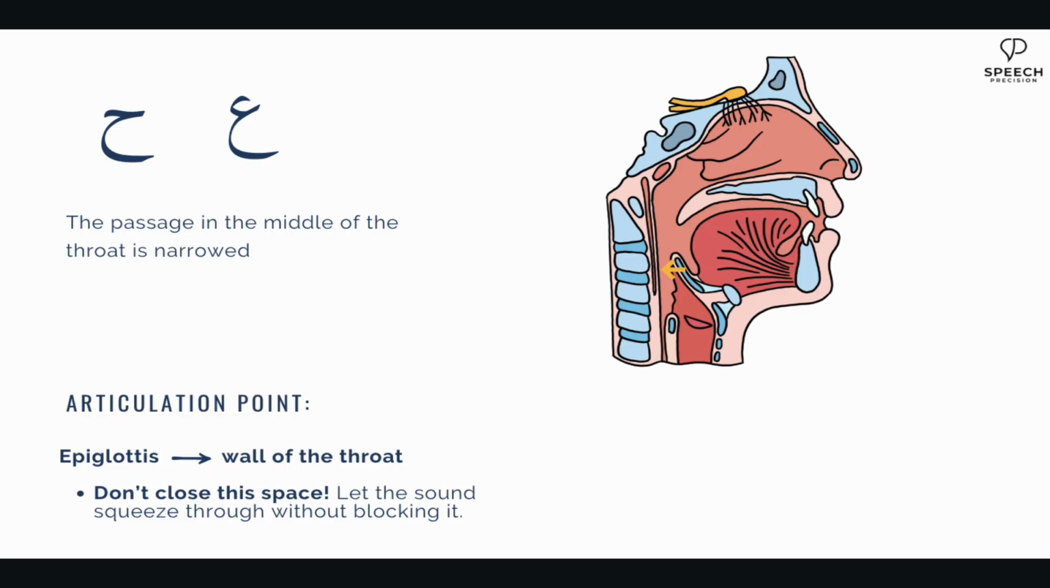But make sure not to close this space. So you want to let the sound squeeze through without ever blocking it off. It's very common that people tend to block off the sound, especially for the ayn. So make sure that although you're narrowing the space, you're never closing it completely. So the ayn and the ha have the same articulation point, but they have a couple of differences. So the first one, similar to the difference between the ghain and the kha, is voicing. So for ayn, the voice is on. For ha, the voice is off.